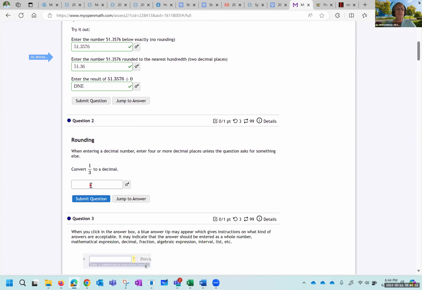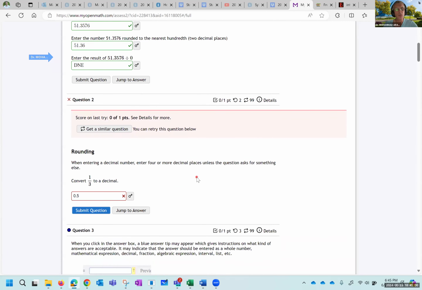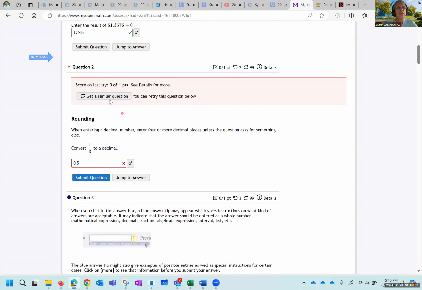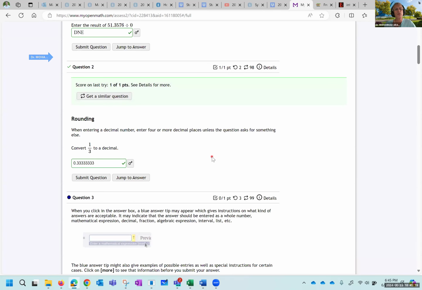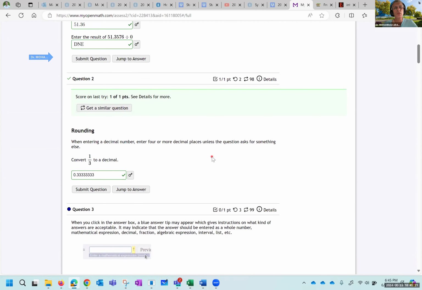The next one, the answer to 1/3 is 0.3 bar, but let's answer it wrong, 0.5. And submit the question. Why did I answer it wrong? Take a look. It says get a similar question. So if I get a similar question, it happened to give me the same question. Now, if I answer it right, 0.3 repeating, submit the question. Notice I got my point.